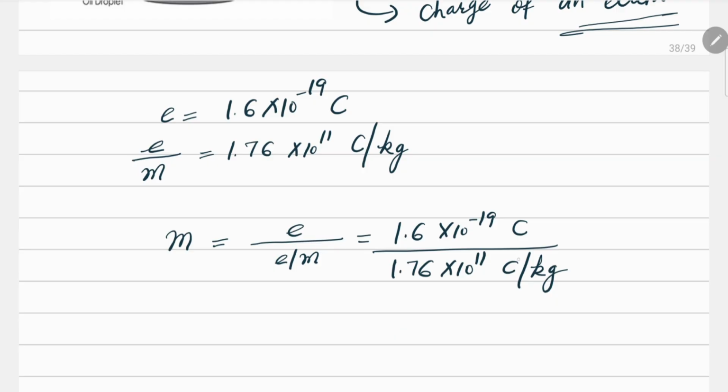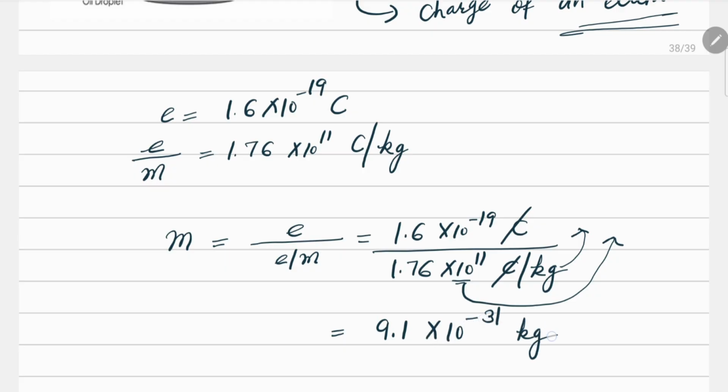Now coulomb was cancelled, kilogram went up. Obviously 10 raised to power 11 was also taken in the numerator, and when we calculated it, it comes out to be 9.1 into 10 raised to power negative 31 kilogram. So this was the mass of an electron. This is how the mass of an electron was calculated.